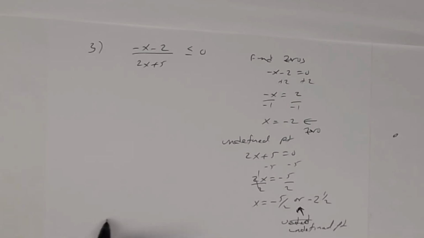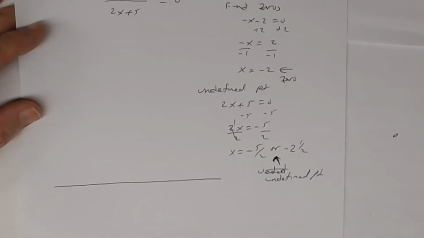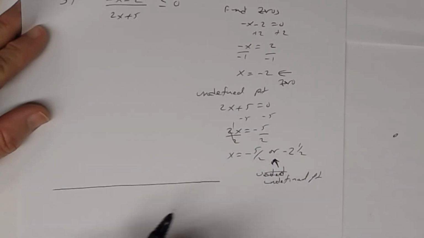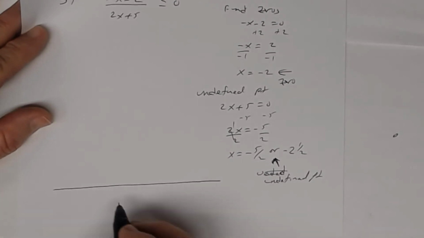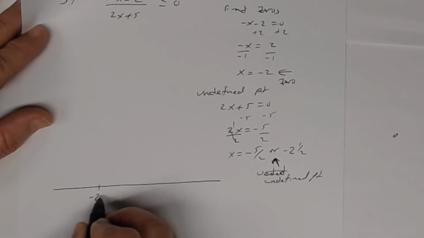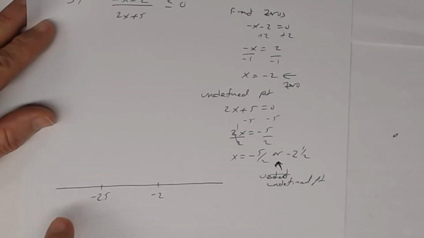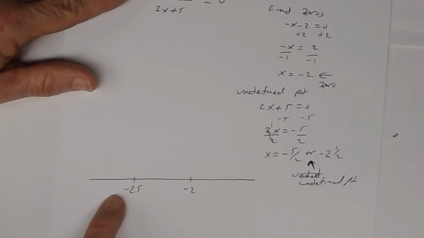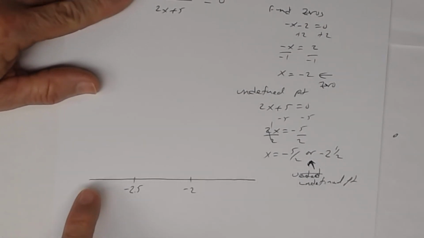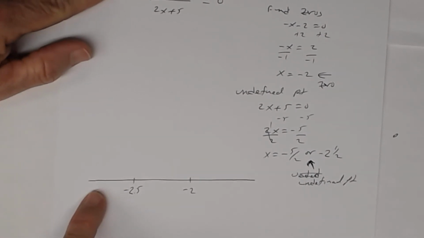Okay, now I'm going to put this on the number line, and we're almost done. I have two numbers to put on this number line, -2 and -2.5. So here's -2.5, and then -2. Now we've got to pick test points. Use integers whenever possible. It makes things easier on yourself.